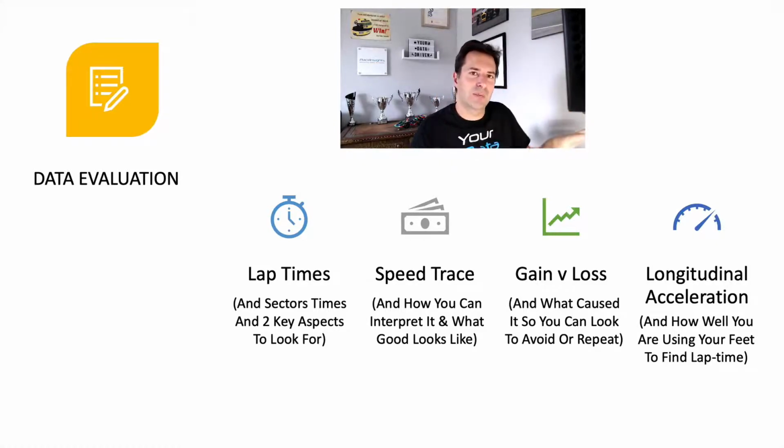And everything we're doing here is so that we're linking to that plan for the future. It's not just that we're doing the analysis for the sake of it. It has to be linked to something tangible and actionable that you can apply in the racing car.